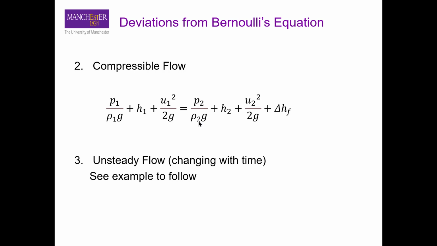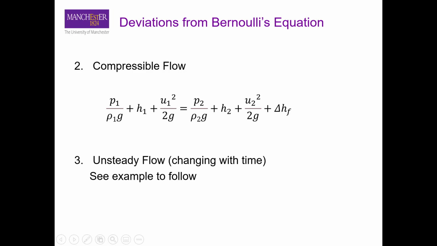Okay. And the third deviation can be that in the original or ideal form of Bernoulli's equation, we assume that we are at steady state, but you might be in a situation where you are at unsteady state. It means that the properties are changing with time, and you have either accumulation or depletion within the system. Okay, so let's look at this third deviation with an example.